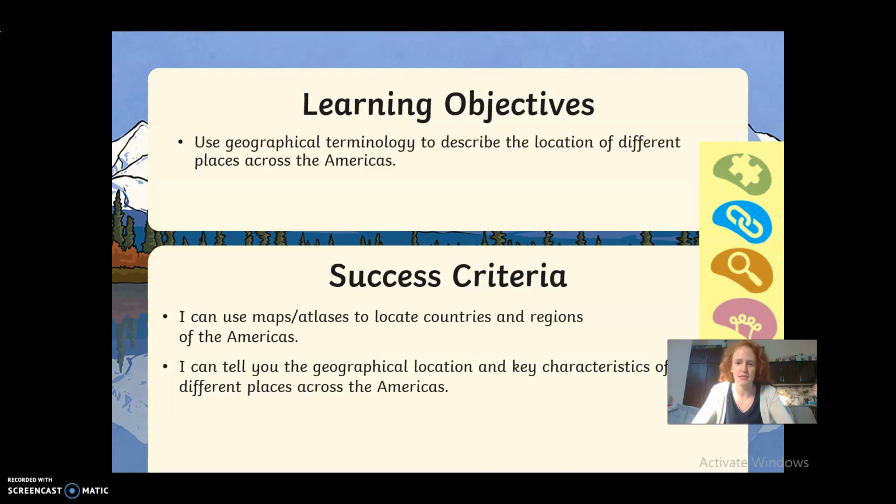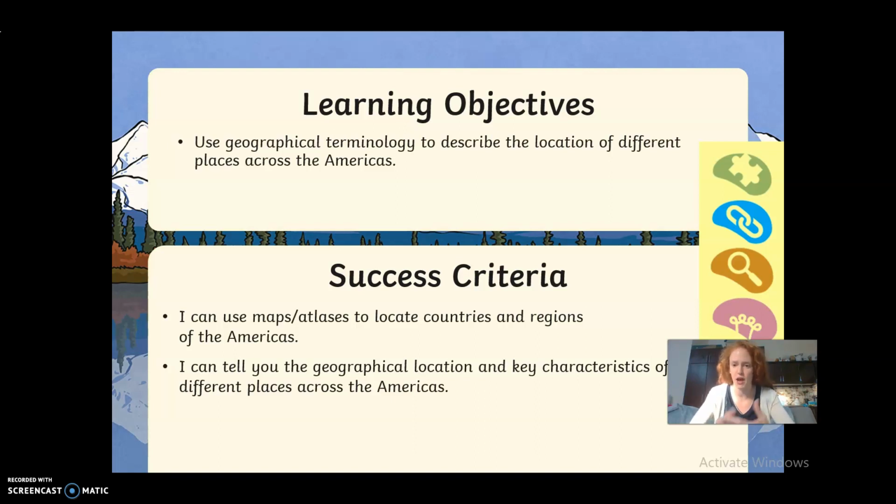Okay, so what are we learning in this class? In this class, we are going to use geographical terminology. Again, what is geographical terminology? Geographical terminology is, I'd say, words that we use to describe many things in geography. So last time you had a word search, there were words like southern, northern hemisphere, latitude, longitude, Tropic of Capricorn, Cancer. Those are geographical terminology, okay? So now you are going to be using these words to describe the location of different places across the Americas.